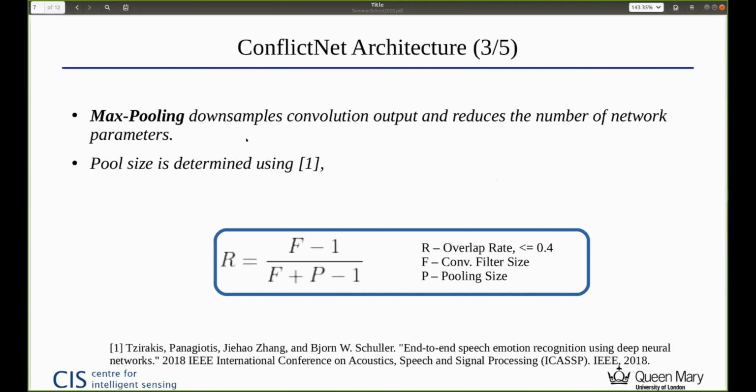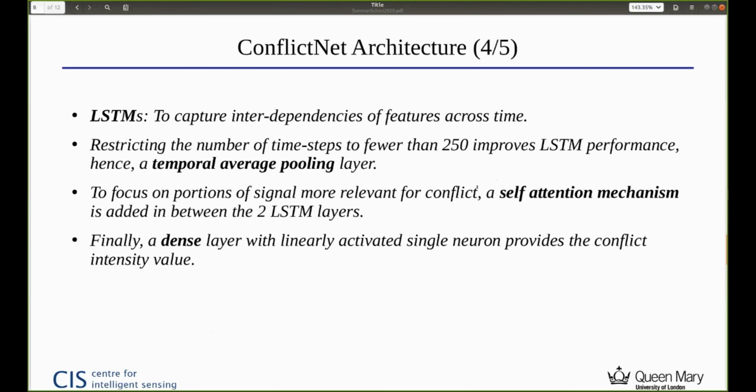And the pooling size of the max pooling layer was determined by the following equation, which takes into account the filter size of the previous convolution layer as well. This is a common formula which is found in the speech emotion recognition literature. Next, we used LSTMs to capture the interdependencies of features across time. In our experiments, we found that restricting the number of time steps to less than 250 gives better performance. So for that purpose, we have used a temporal average pooling layer before the LSTM.